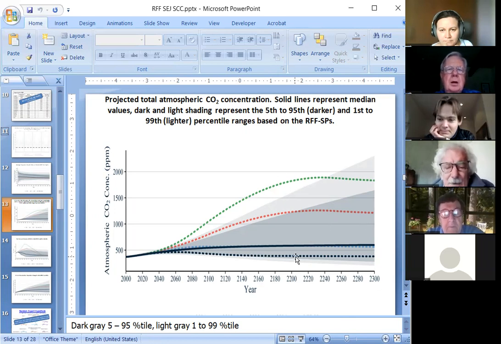Same idea. These are the shared economic pathways of the IPCC. This is the quantified uncertainty from our study. You see that the median value stabilizes around 500, which would be great if we can do that. But the uncertainty goes out to over 2000. So this is not a happy picture. And you don't want to just look at the median, you want to look at the whole uncertainty.